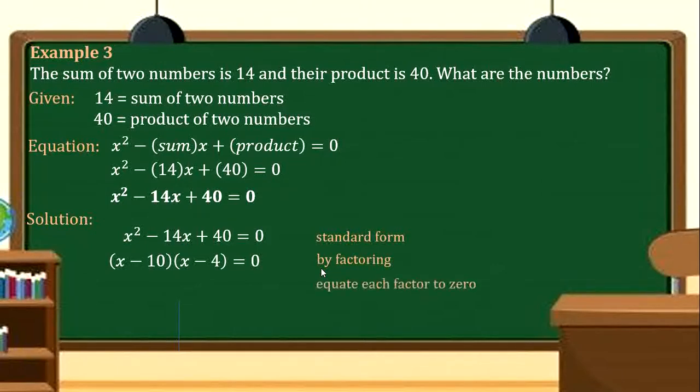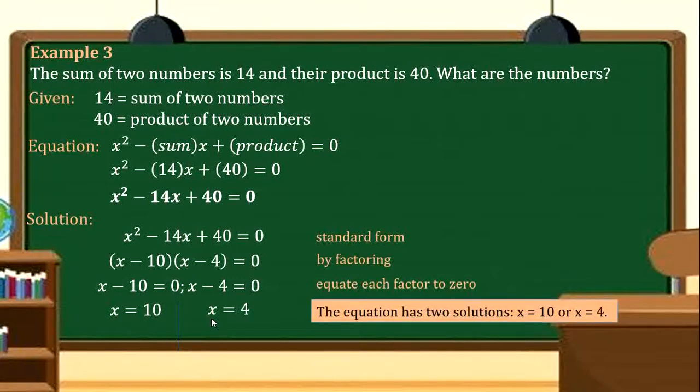And then equate each factor to 0. So, we have x minus 10 equals 0 and then x minus 4 equals 0. And then solve for the value of x. So, x here is equal to 10. And then the other one, x is equal to 4. So, the equation has two solutions: x equals 10 or x equals 4.